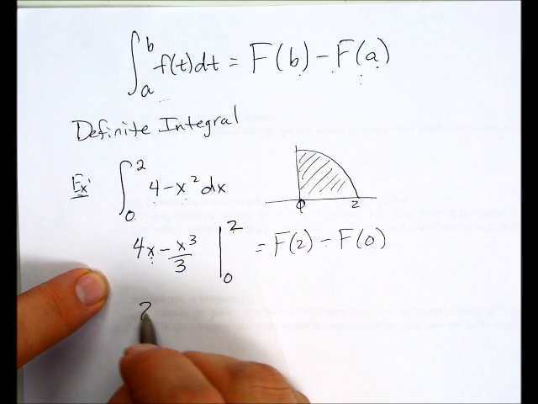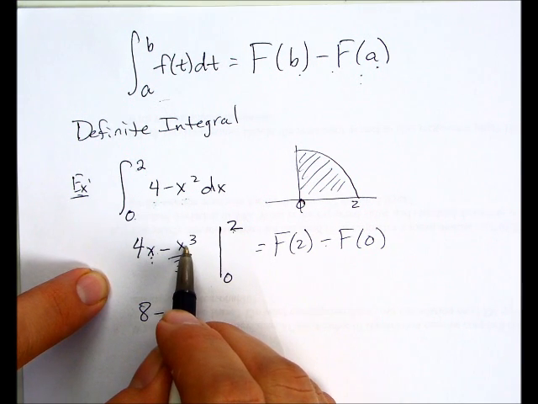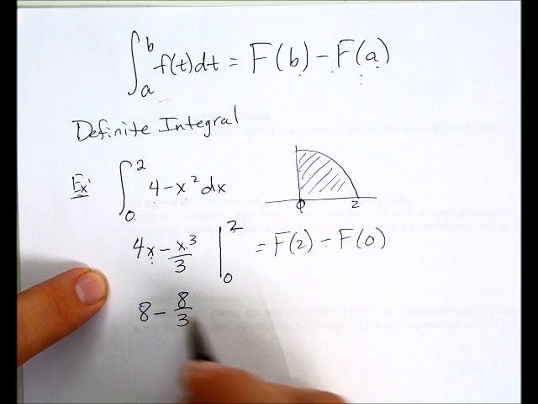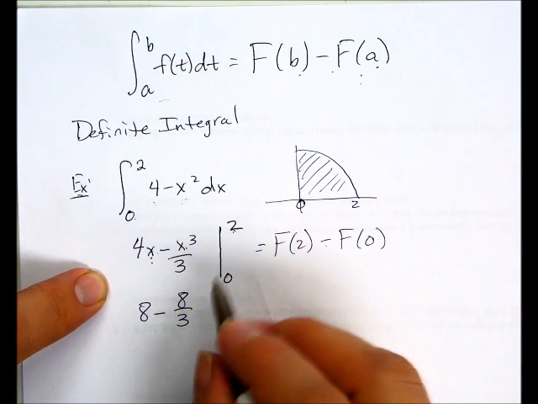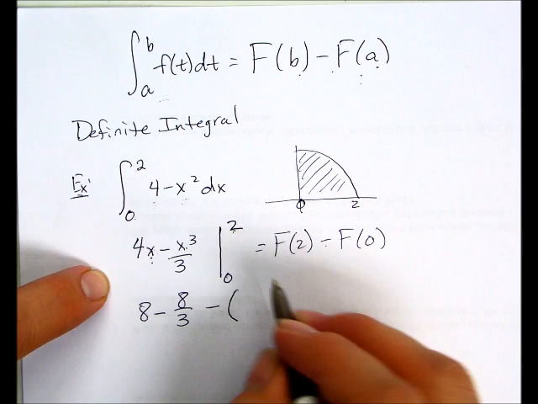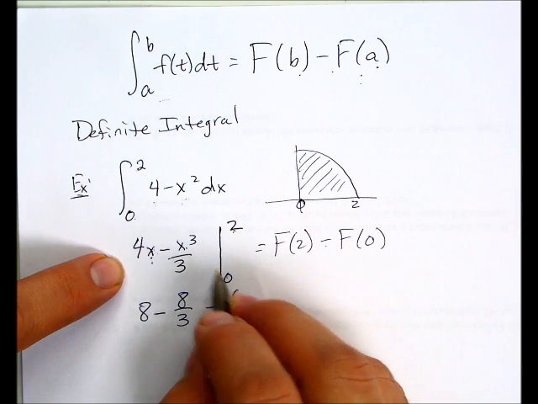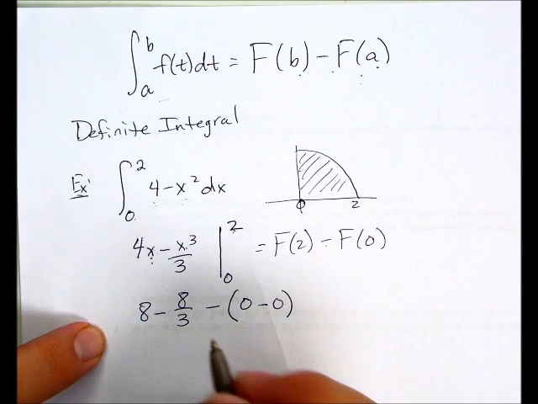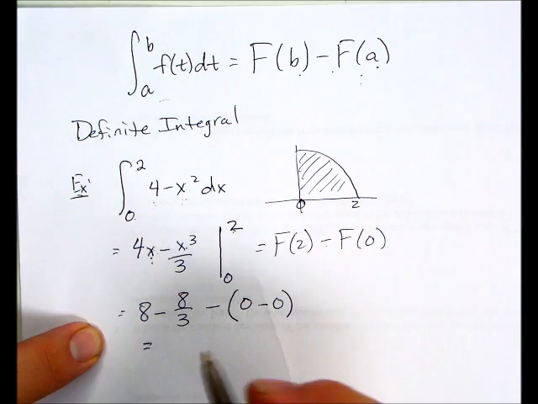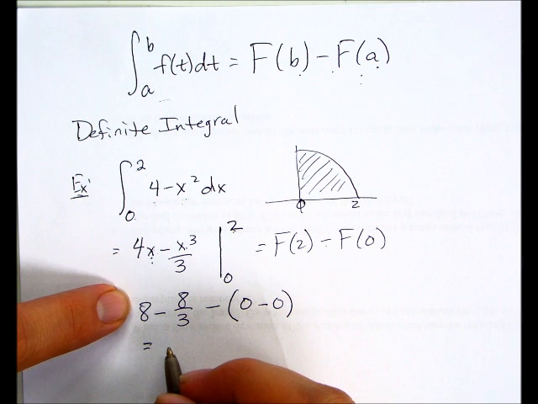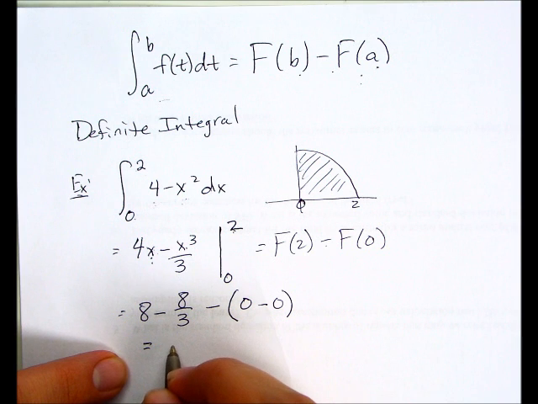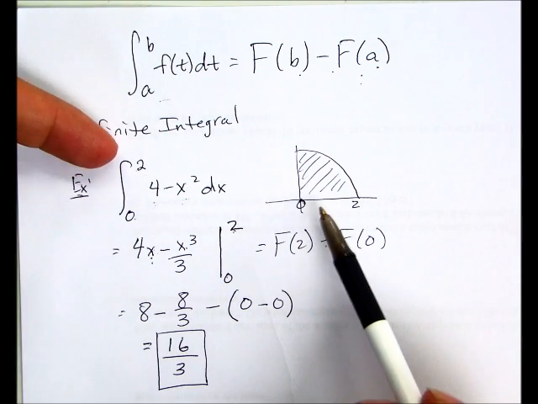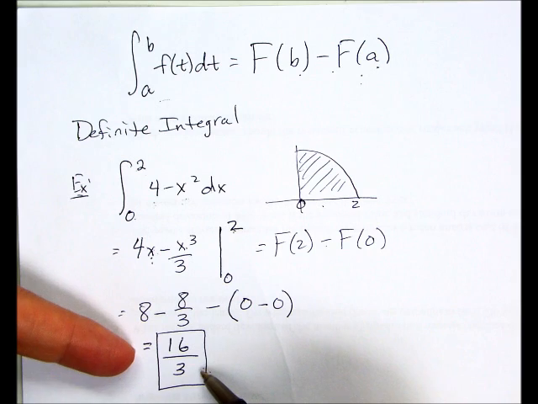So plugging in 2, we're going to get 8 minus 8 thirds. Minus, we plug in 0 and we're going to get 4 times 0, which is 0, 0 cubed over 3, which is 0. So we're going to have 24 minus 8, 16 thirds. And I didn't really ask for the area, so we're not going to put any units on this. We're just going to leave it as 16 thirds.